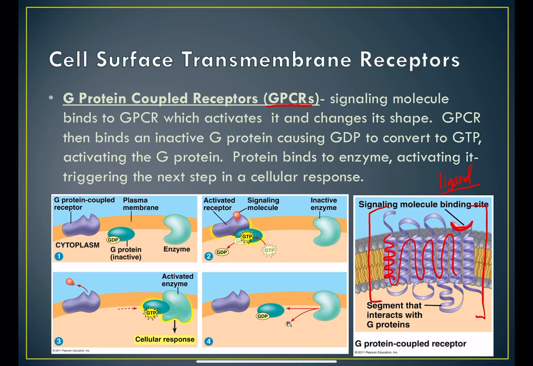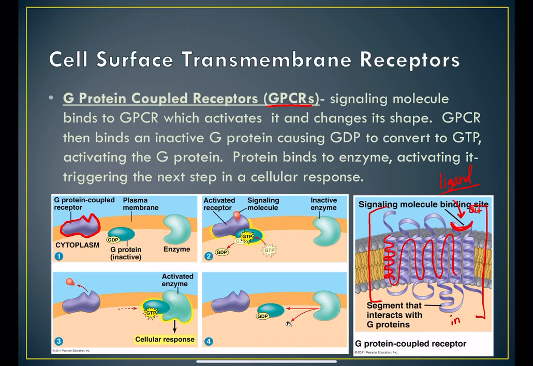It's going to bind things. This is the outside of the cell, and this is the inside of the cell. So things are going to bind on the outside, and then they're going to be processed. The signal is going to be sent inside the cell. So here's our G protein coupled receptor in our cell membrane.